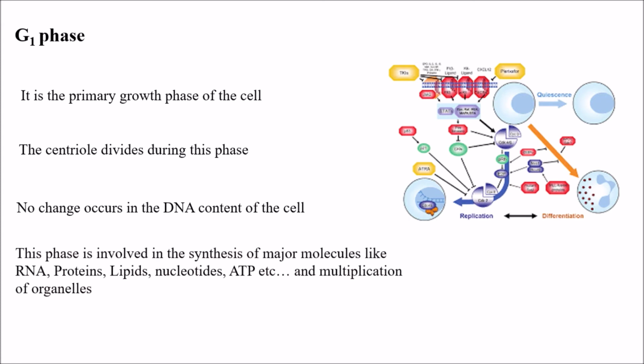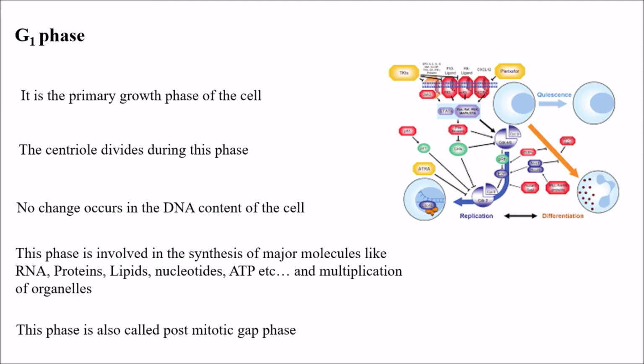In this phase, there is a wide range of actions taking place, like involvement in the synthesis of major molecules like RNA, proteins, lipids, nucleotides, ATP, etc., and multiplication of organelles. So what is the G1 phase also called as? It is called the primary growth phase of the cell, and the centriole divides during this phase.